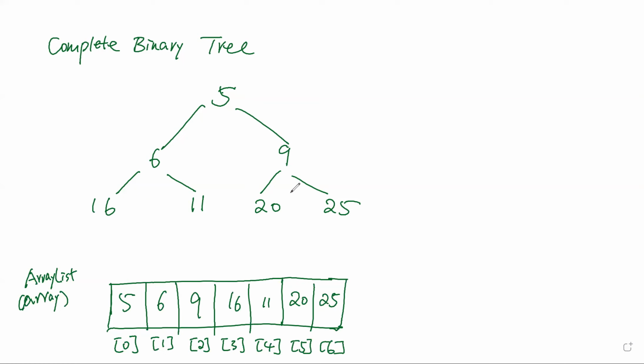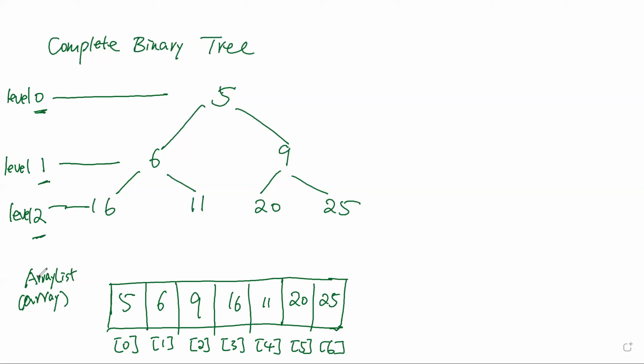And then let's take a look. With this complete binary tree, we can also see the levels. So this is level 0, then this is going to be our level 1, and then this is going to be our level 2.